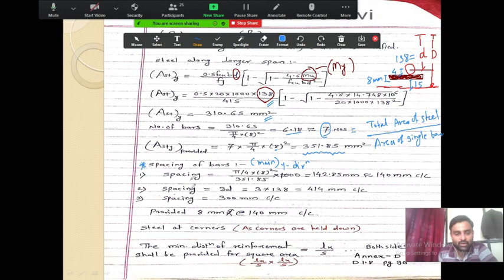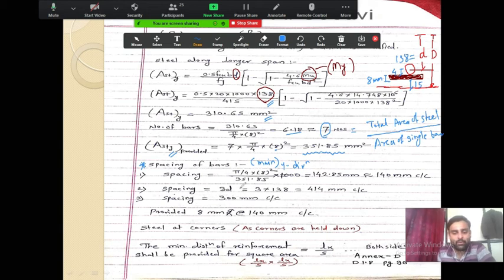So the clauses of spacing you should use are the clauses which you use for main steel. For distribution steel, instead of 3D we use 5D, and instead of 300 we use 450. But as this is not a distribution steel, this is the steel in y direction, this is also the main steel. So the spacing is equal to what?